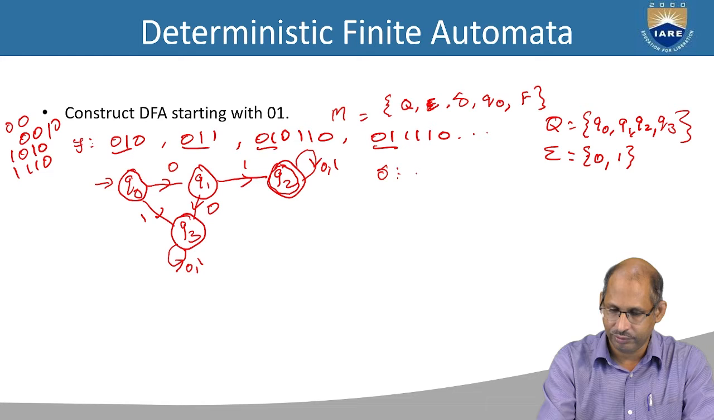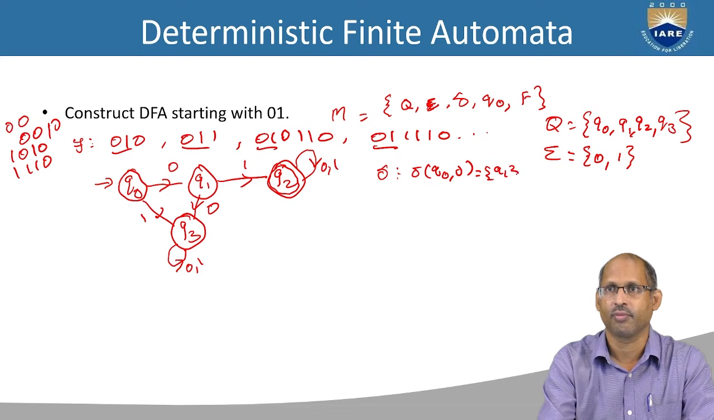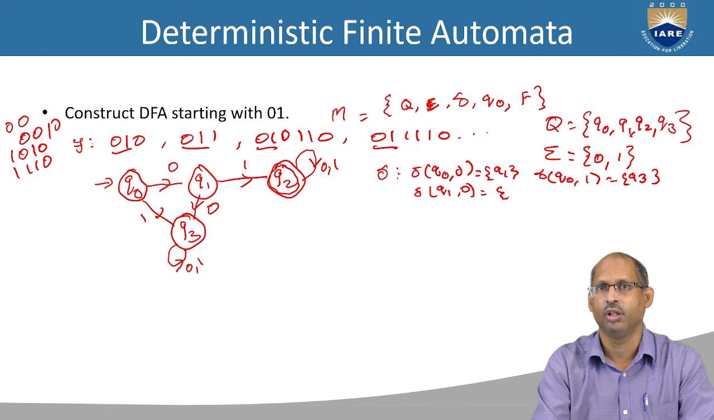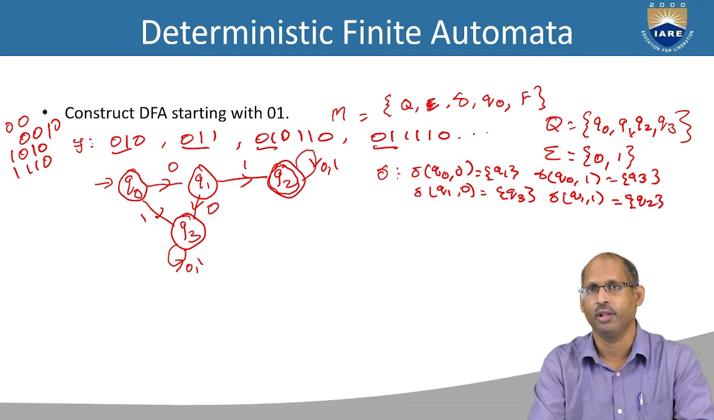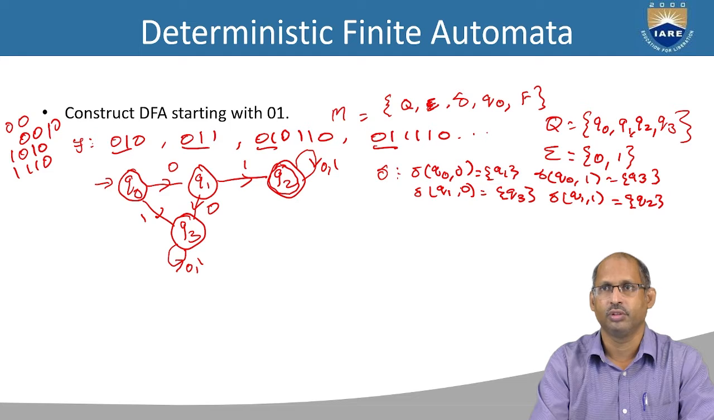The transitions are: Q0 on 0 goes to Q1, Q0 on 1 goes to Q3, Q1 on 0 goes to Q3, Q1 on 1 goes to Q2. Okay.